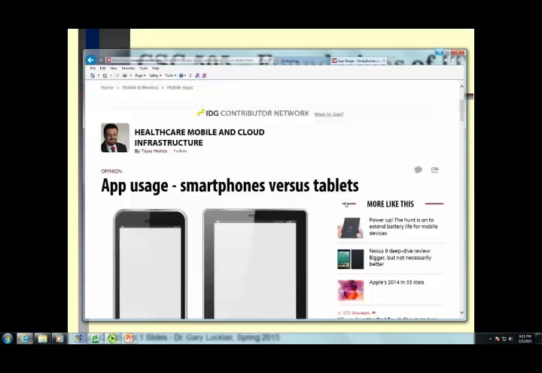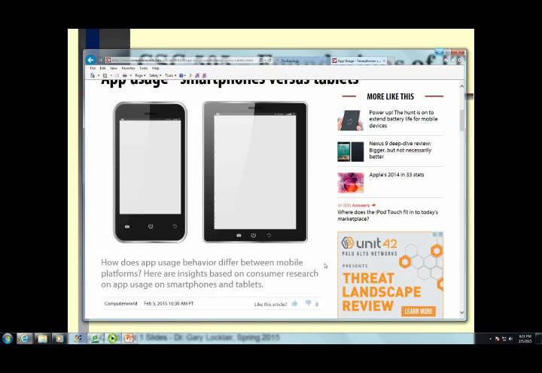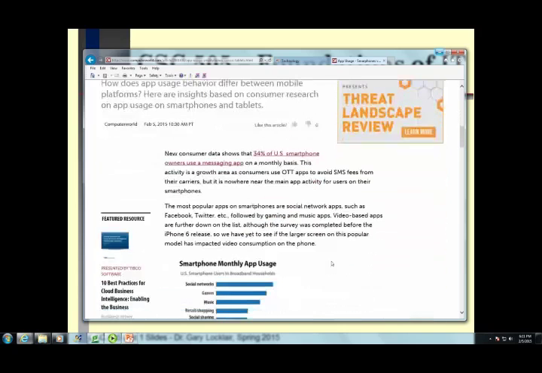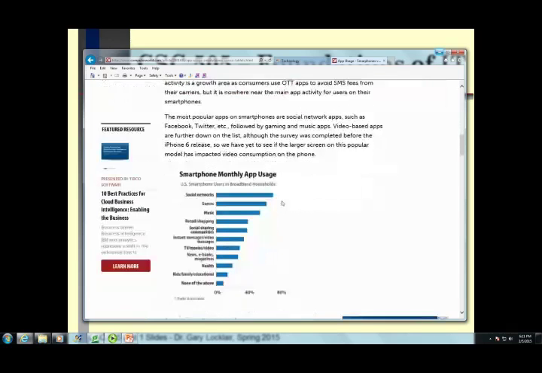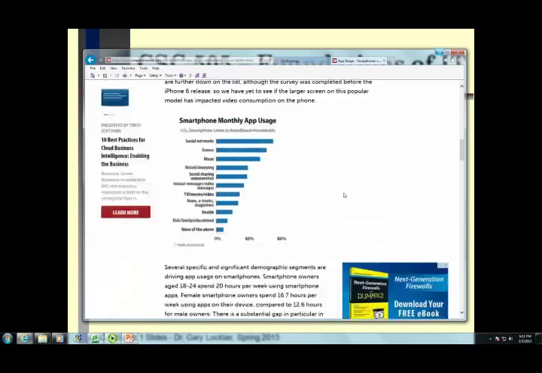Okay. Is there a difference? How does app usage differ between mobile platforms? Here are insights based upon consumer research on app usage on smartphones versus tablets. 34% of U.S. smartphone owners use a messaging app on a monthly basis. Okay. It doesn't tell me what about on tablets. But anyway, it might be interesting to see, and that might give us insight, too, on what are the differences between these devices, both as professionals supporting them or perhaps professionals creating apps for them.